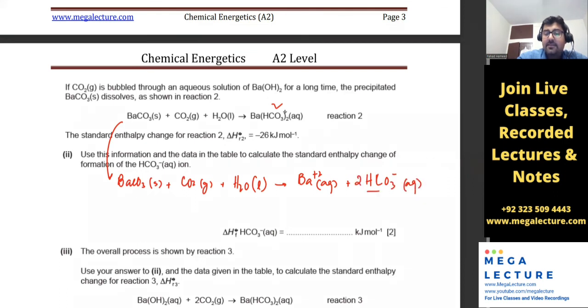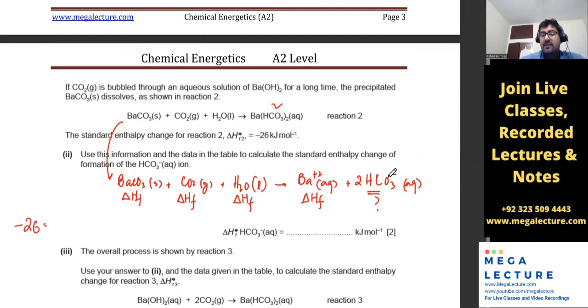Now they want you to find this one out. They've already given you the answer. So the enthalpies of formation of everything else is known. This is the one that's missing, and the answer is with you as well. So that means minus 26, which is the answer, is product minus reactants. You're going to do product minus reactants.